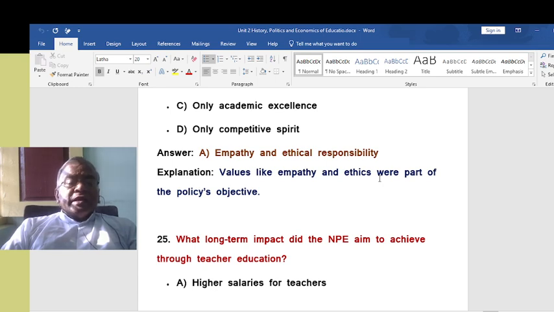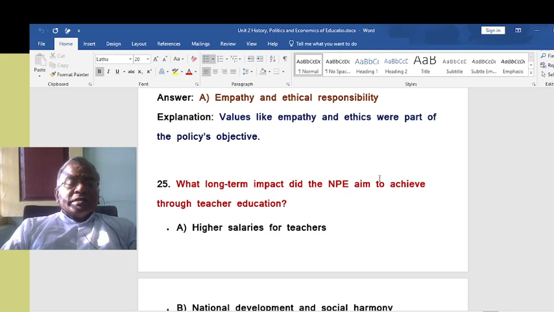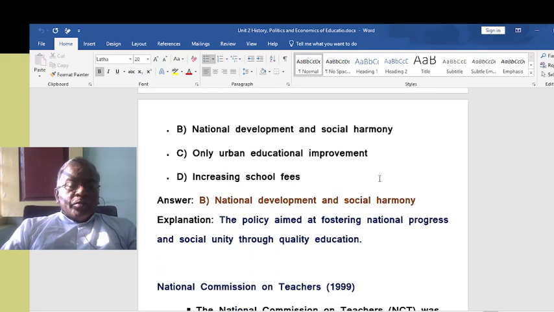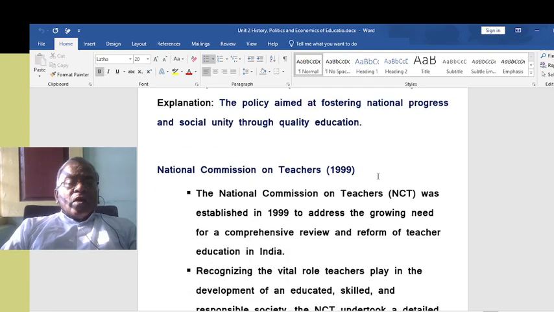Values like empathy and ethics were part of the policy's objective. What long-term impact did the NPE aim to achieve through teacher education? That is national development and social harmony. The policy aimed at fostering national progress and social unity through quality education. Now this is over. National policy and education.